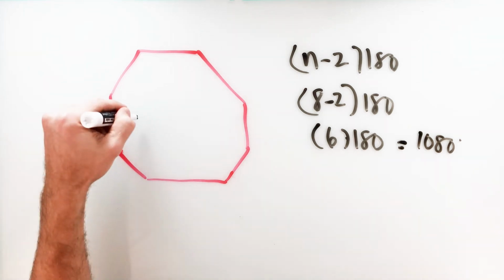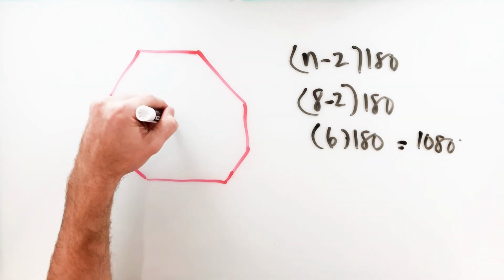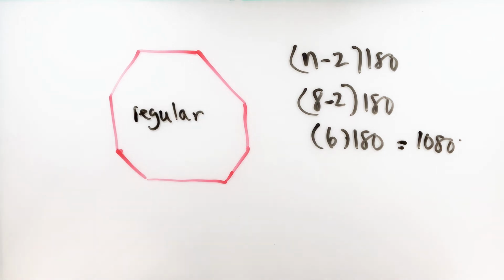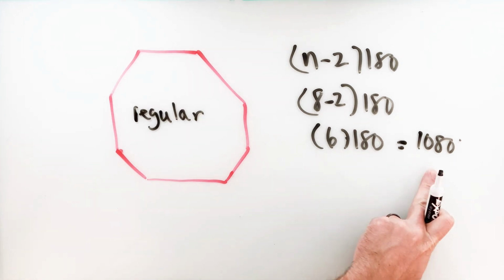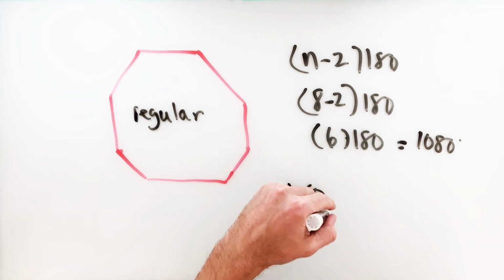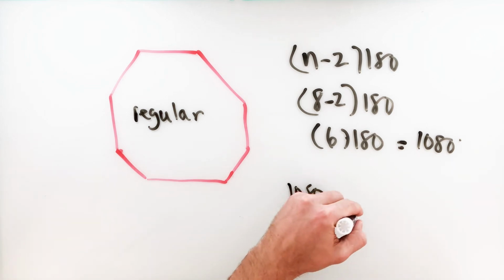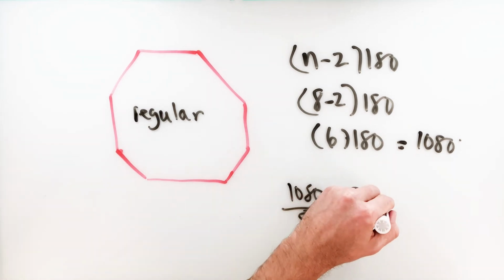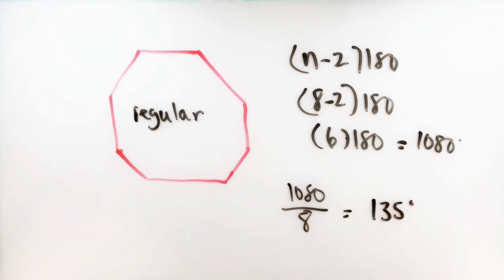Now again, this is a regular octagon, meaning all those angles are the same. So if all the angles are the same and all 8 of them add up to 1080, what do I have to do to get each one? Just divide. 1080 divided by the number of angles, which is 8, and that's going to tell me what each individual angle will have to be, and it is 135 degrees.